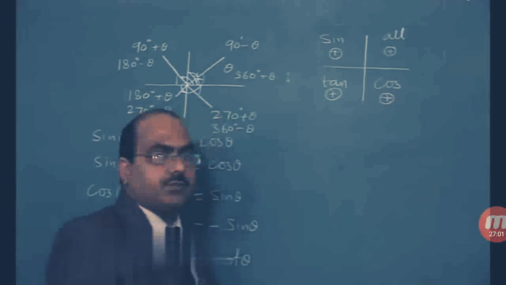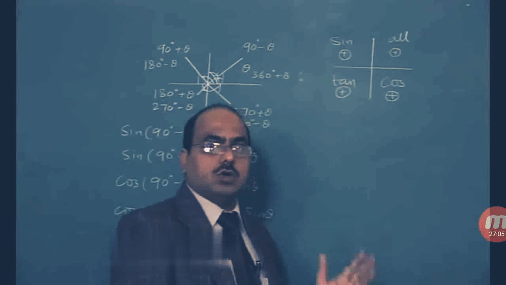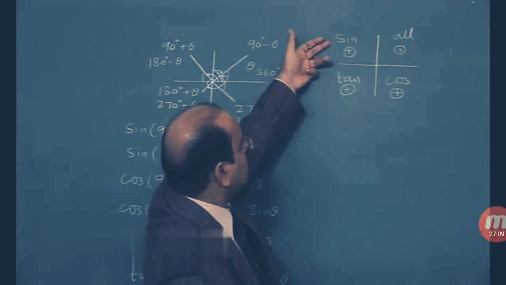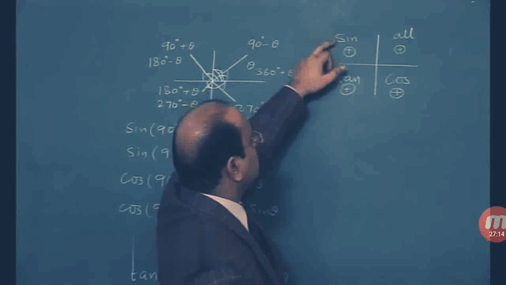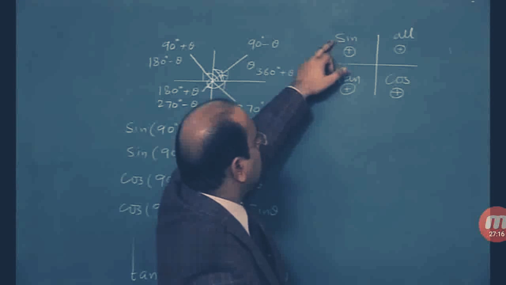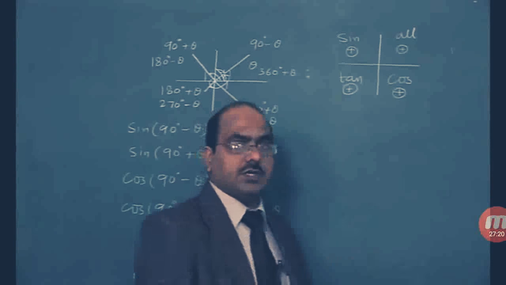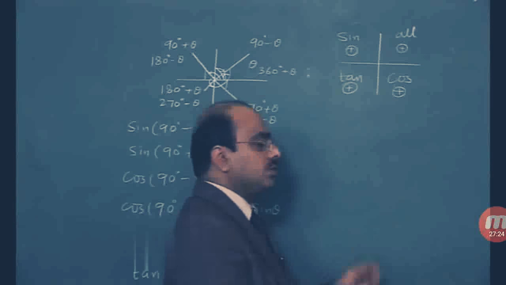and is positive. With sine, its reciprocal is also positive. For example, cosec theta is 1 by sin theta, so it will have the same sign as sin theta. Similarly, if tan theta is positive, then its reciprocal, which is cot, equal to 1 by tan, will also be positive.